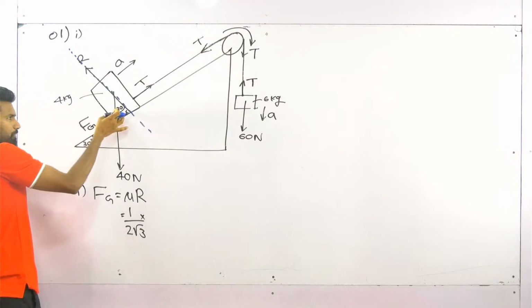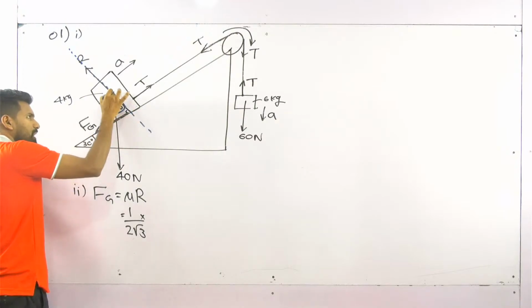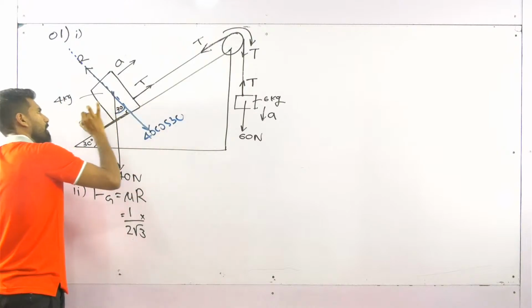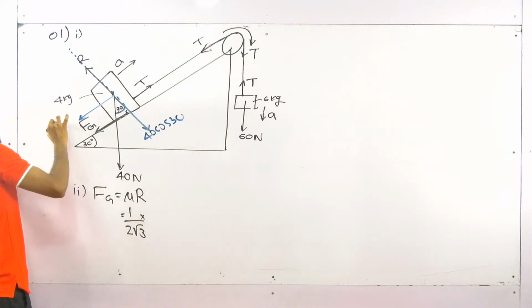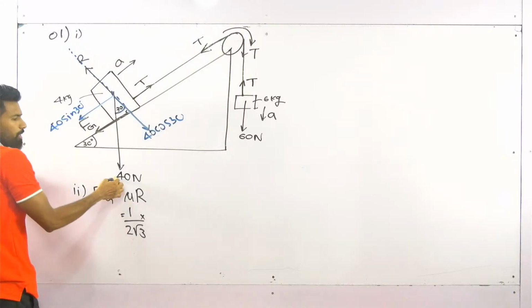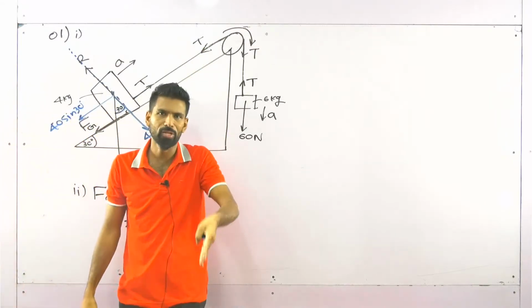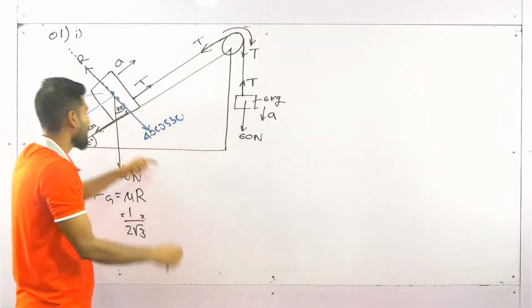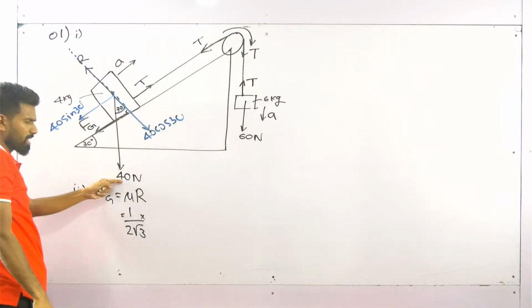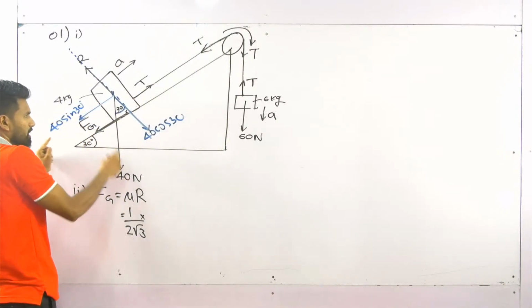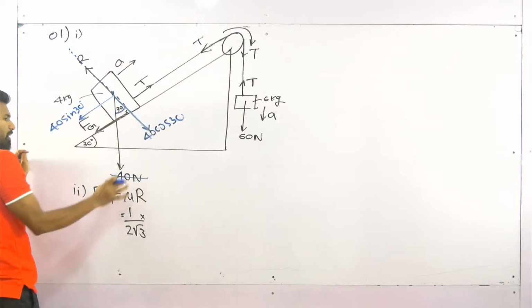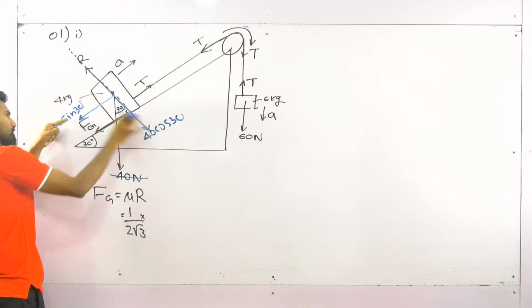You have to take the 2 components. In this direction, it's 40 cos 30. In this direction, it's 40 sin 30. This 40 newton force is in a separate direction towards Earth, so you can't use it in these directions in a raw manner. You have to consider the components, 40 cos 30 and 40 sin 30. Now 40 is already denoted by these 2 components, so you can leave 40.